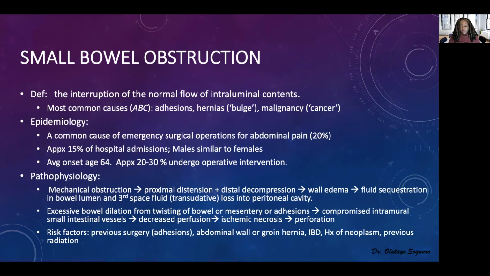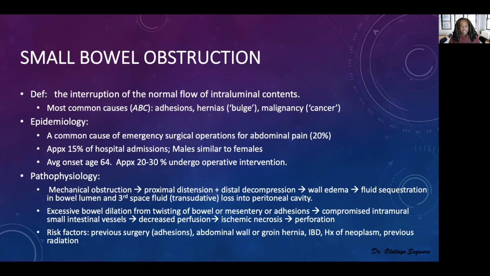Epidemiology. Small bowel obstructions are common surgical causes of abdominal pain. They account for 2 to 4% of emergency department visits, approximately 15% of hospital admissions, and 20% of emergency surgical operations for abdominal pain. That is more than 300,000 operations annually for small bowel obstructions in the United States. The male to female prevalence is about equal. The average onset is age 64, and only about 20 to 30% of small bowel obstructions actually undergo surgical intervention.